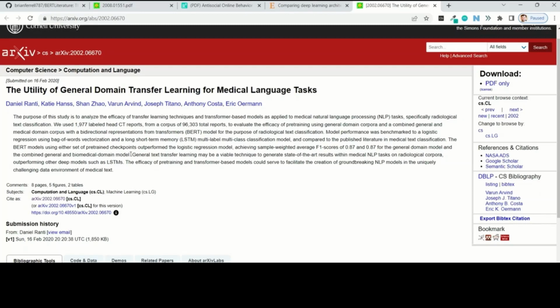To help automate this task, they wanted to use BERT and compare it. This is a database where they had hand labeled their data set, and they also had multiple labels for a CT report. So you should go in and check out this paper. They compare the regular BERT to BioBERT, and talk about the label counts and the frequencies.